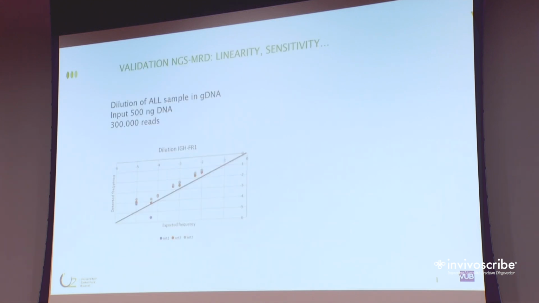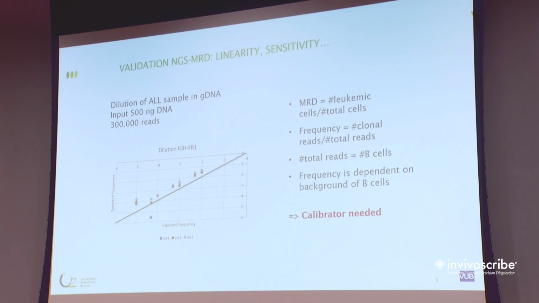First thing that we did was a dilution experiment of an ALL sample in normal control DNA. And the input was 500 nanograms, and we asked for 300,000 reads. And then you see that the dilution curves start from 10 minus 2 to 10 minus 5. And it was really very linear, but all the measured points are above the expected points. And that is because you measure something else in the NGS.